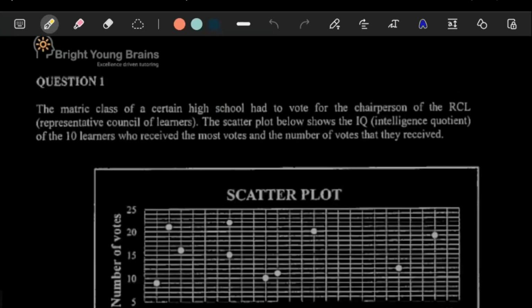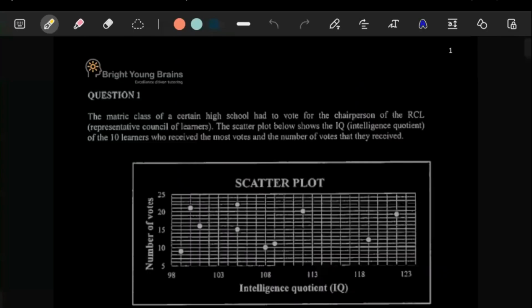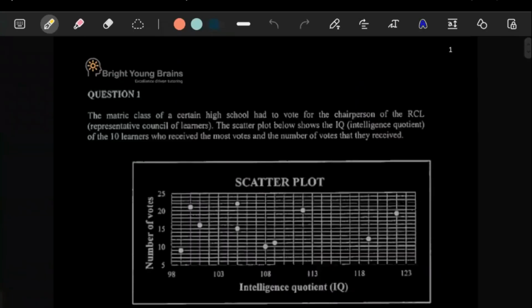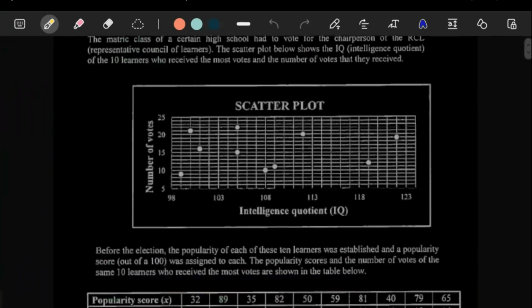Question number 1 says, a matric class of a certain high school had to vote for the chairperson of the RCL, which is the Representative Council of Learners. And then it says the scatter plot below shows the IQ, which is the intelligence quotient, of the 10 learners who received the most votes and the number of votes that they received. So let's see different IQs here from low values to high values.